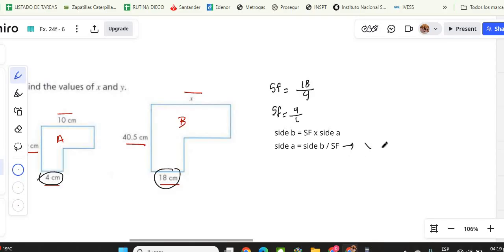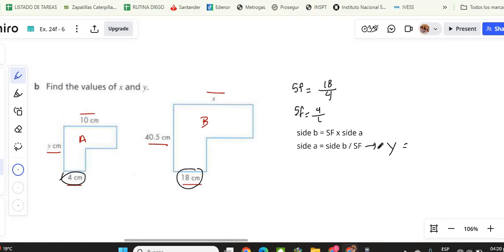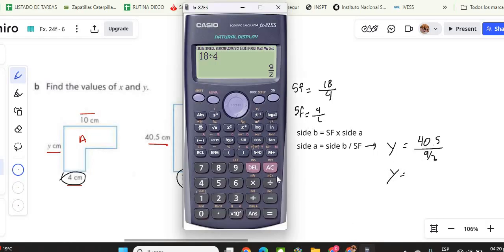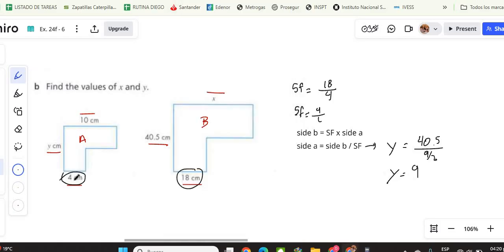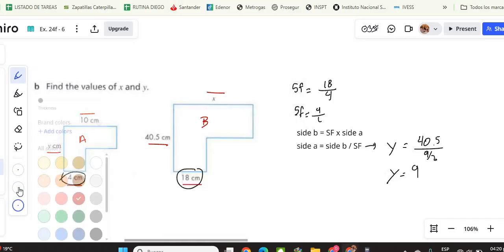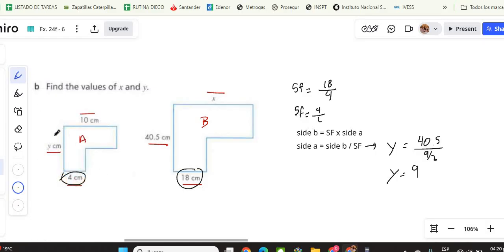I want to find y, which equals the corresponding side, that is 14.5, divided by 9/2. And that is 9. So y is 9.